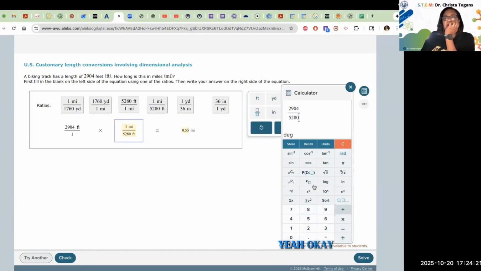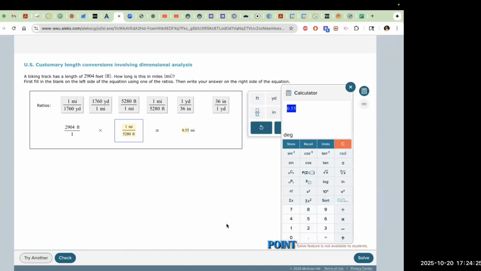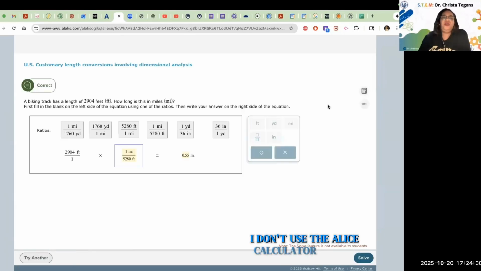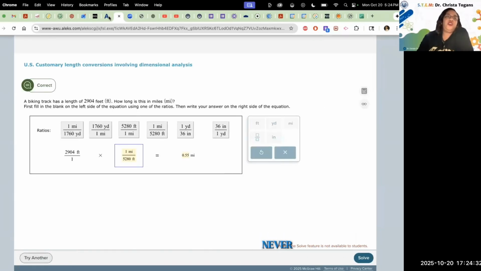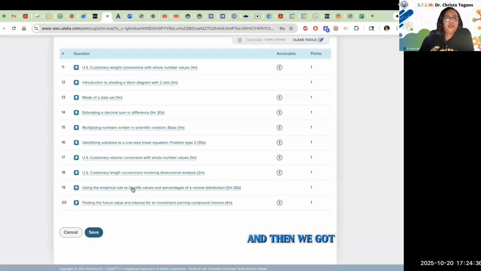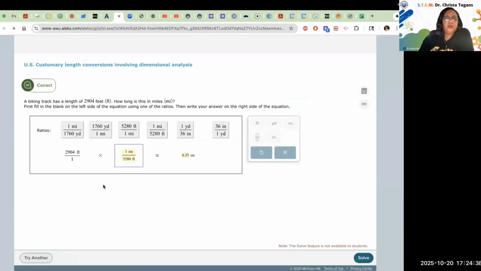Yeah. Okay. Equals. Yep, you're right, 0.55. I don't use the calculator hardly, like never. And then we've got using the empirical rule.